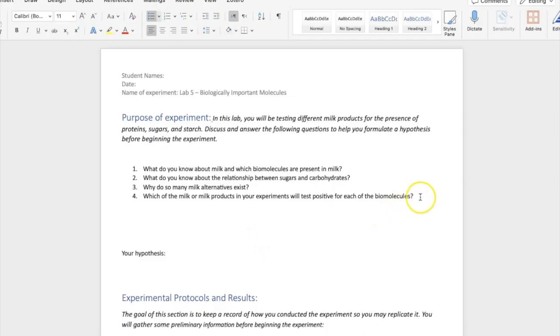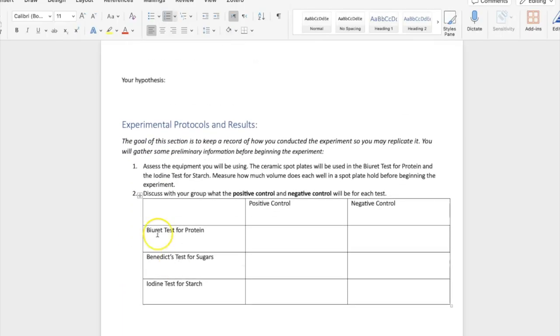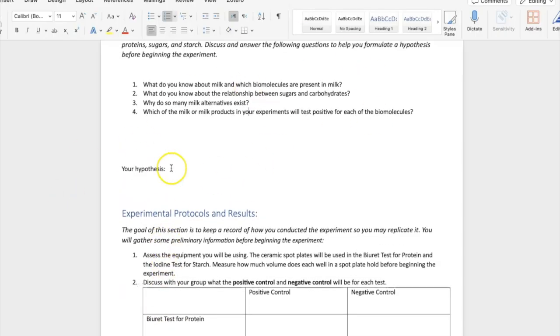So the data sheet will walk them through a few questions just to get the juices flowing to help them formulate their hypothesis. One of the skills that we're working on this semester with students is developing a hypothesis based on pre-existing knowledge. So thinking about what they already know, making an educated guess, and then formulating a hypothesis that they will test using these three reagents. Students should spend some time working on this part.